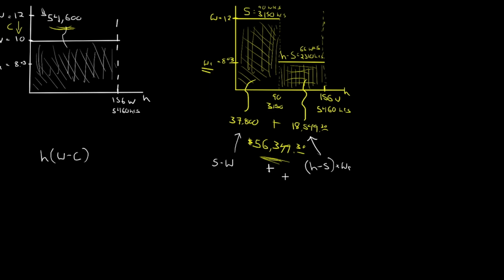So what we get to is we should only choose to work hard if and only if what we get paid here is greater than S times W plus H minus S times our reservation wage. If we get a bigger payoff here, well, then it is worthwhile working hard. Meanwhile, if we get a bigger payoff here on the right-hand side, we would be better off shirking.